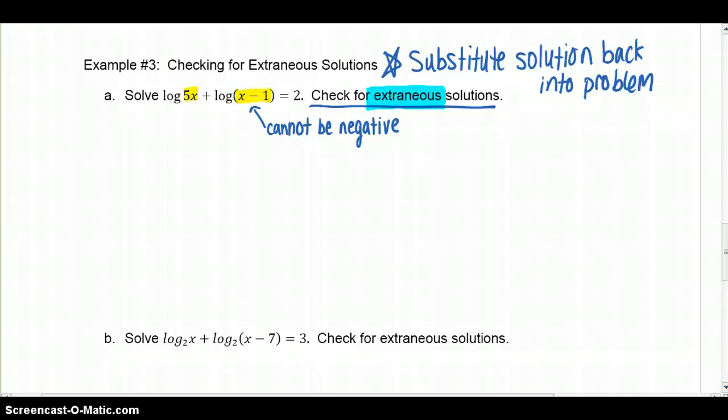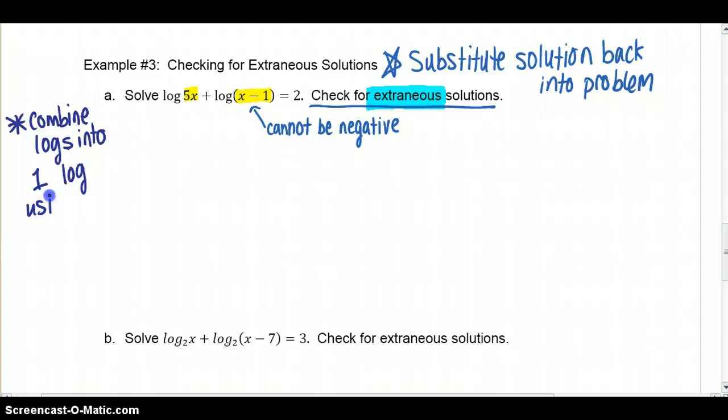Alright, let's try this problem. So this problem's again a little different because although there are two logarithms in the problem, they're both on the same side and we're adding them. We're not going to be able to exponentiate both sides if we've got this addition thing there. It's going to kind of mess things up. So what I suggest always doing with these types of problems is combining your logs into just a single logarithm using our properties.